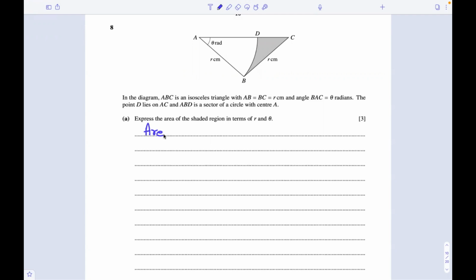So the area of the triangle ABC would be half ab sine C. So half, we have the two lengths which are r and r, and we need the angle between them. We know that the formula for the area of a triangle is half ab sine C. Now as these two lengths are equal, this angle would also be theta, which means that this angle would be 180 minus 2 theta. So the area would be half into r, which is r square, into sine of pi minus 2 theta.